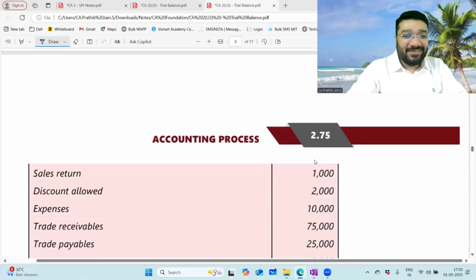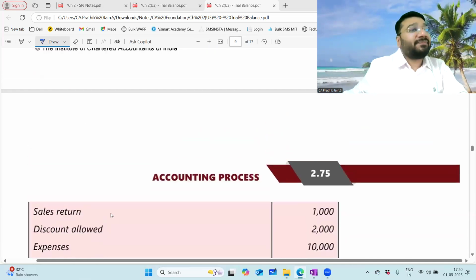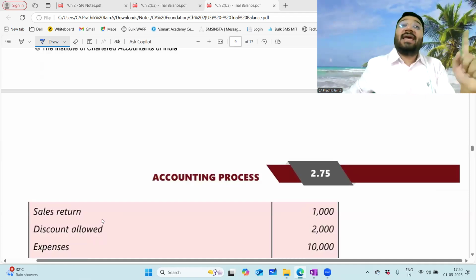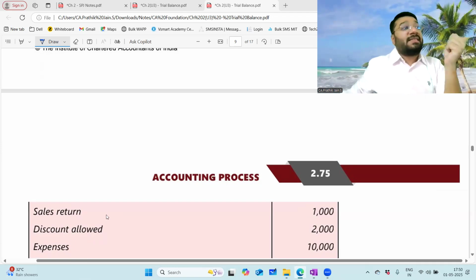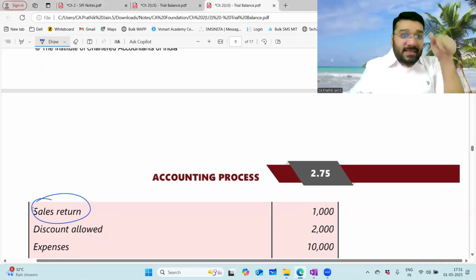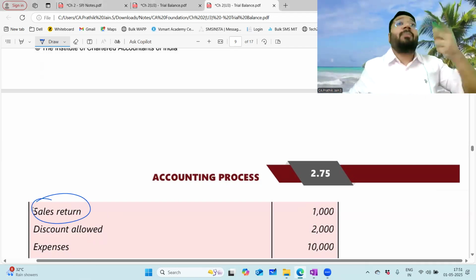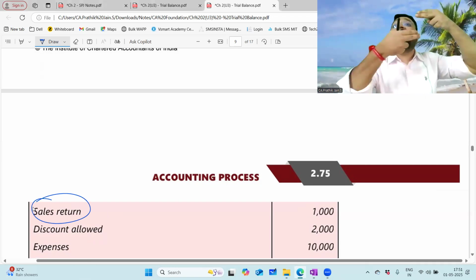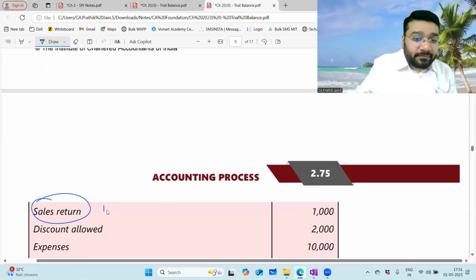No, then answer. Sales return. Debit or credit? Who said credit? Debit. Sale is credit. Sale return belongs to which family? Sale family only, but it is opposite. If sale is credit, sale return will be debit balance, always debit balance.